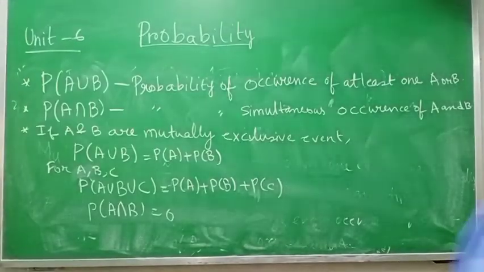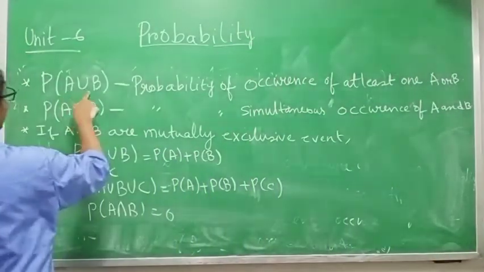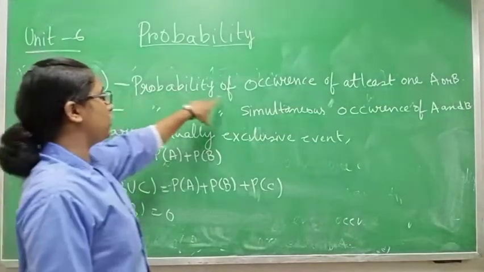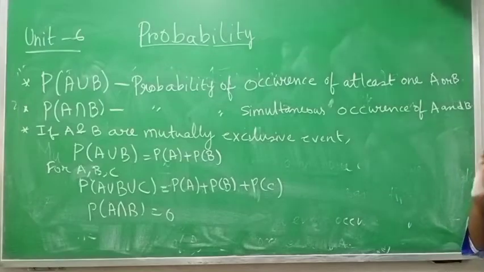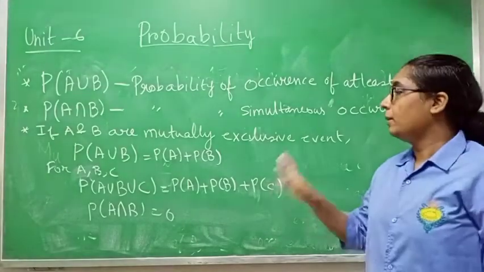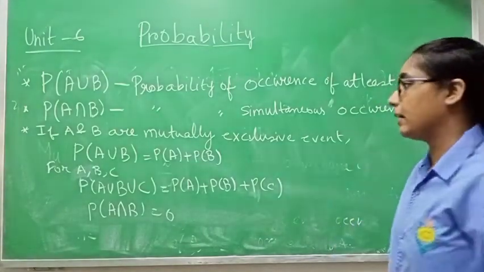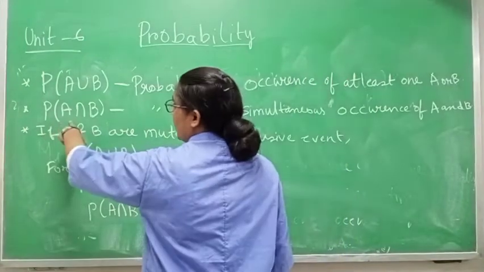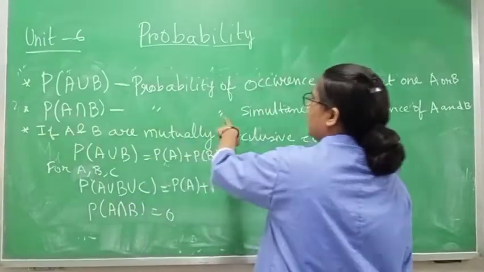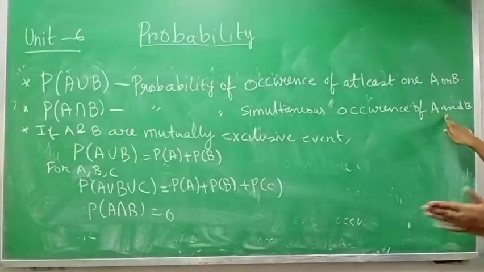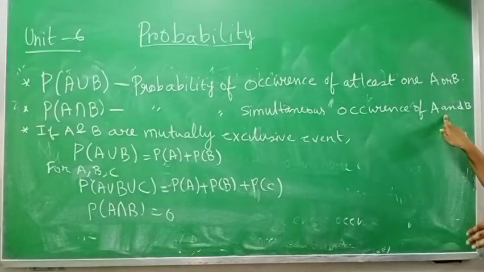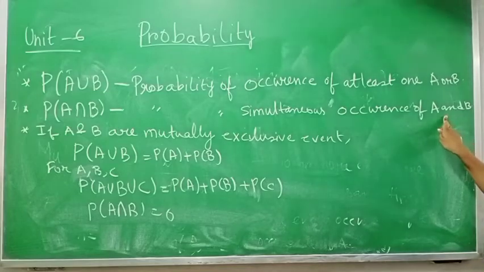Class 12, now you can say I have written probability of A union B. It means the probability of occurrence of at least one of A or B: either A will happen or B will happen, but at least one must happen at a time. Probability of A intersection B means the probability of simultaneous occurrence of A and B, one by one. First A will occur, then B will occur; first B will occur, then A will occur.